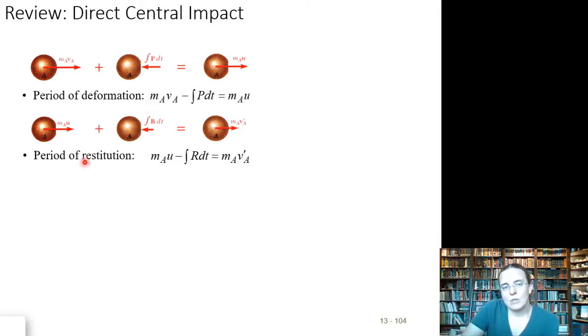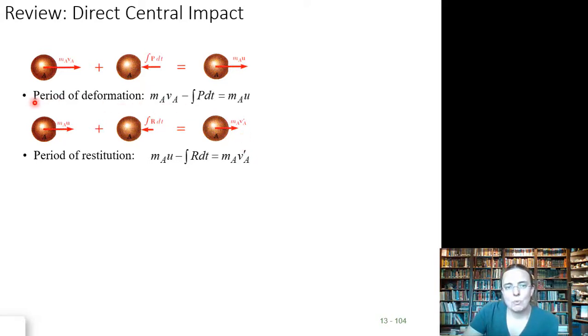So we'll call this the period of restitution, and we're going to start with this velocity that's happening during the collision. So our m1 v1 is going to be the velocity inside the collision, and now we have this restoring force, right? So it was pushing in and deforming it, and now it's pushing out and restoring itself. So there's kind of these two different forces going on. And then at the very end, we have the velocity after the collision is completely finished.